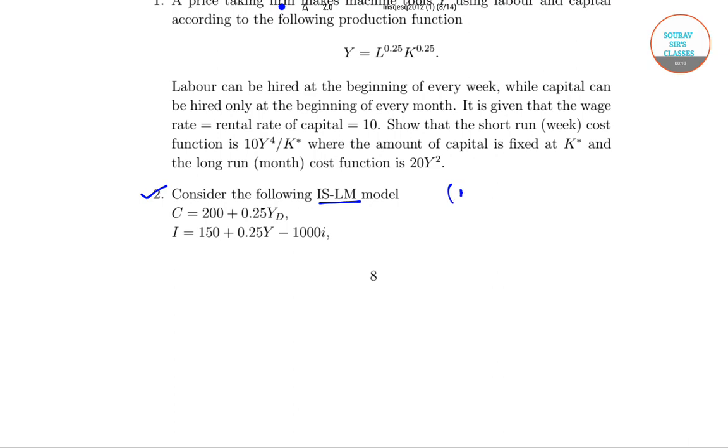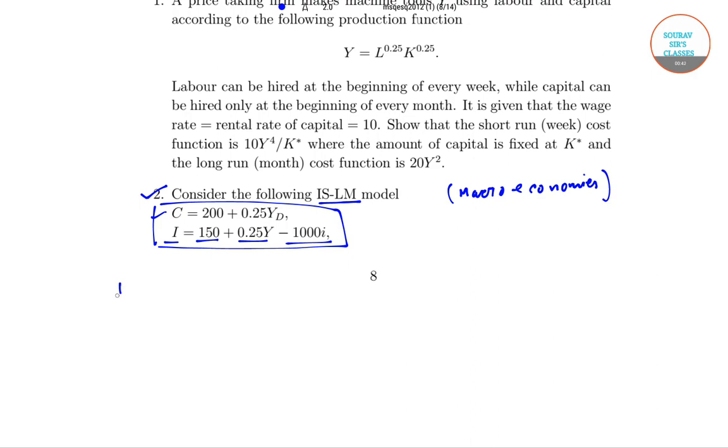It is a macroeconomics question, as you know. In this question the consumption function is given as 200 plus 0.25 YD and the investment function is given as I equals 150 plus 0.25Y minus 1000I. This is the consumption and investment function. Now what we have to do is simply find out the ISLM model.